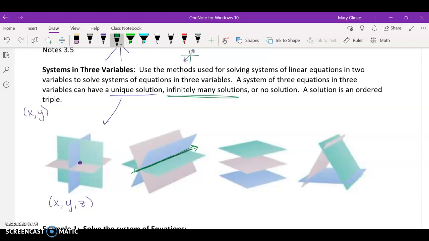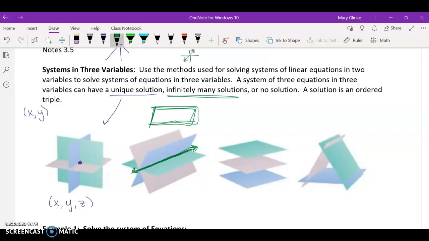So infinitely many solutions would have, like I said, either one solid line, and that line is contained in all three planes, or if you had the exact same plane three different times, any point on that plane would satisfy all three equations. So that is what infinitely many solutions would look like.